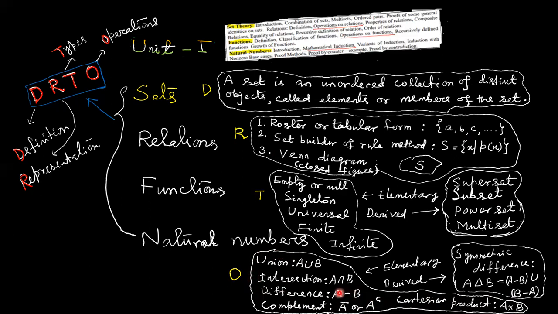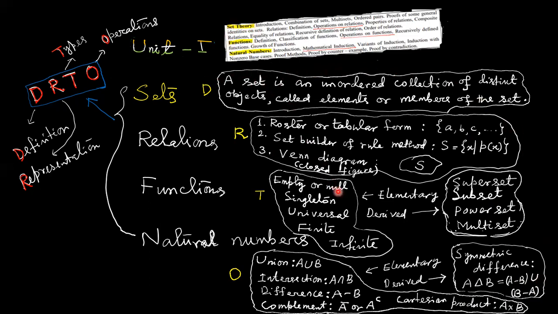Then using these symbols, either union or intersection or complement, we create some new symbols. Those are known as the derived operations. One of the derived operations is symmetric difference. That is, A symmetric difference B, A triangle B, is equal to A minus B union B minus A. So this is the overview of the topic set.